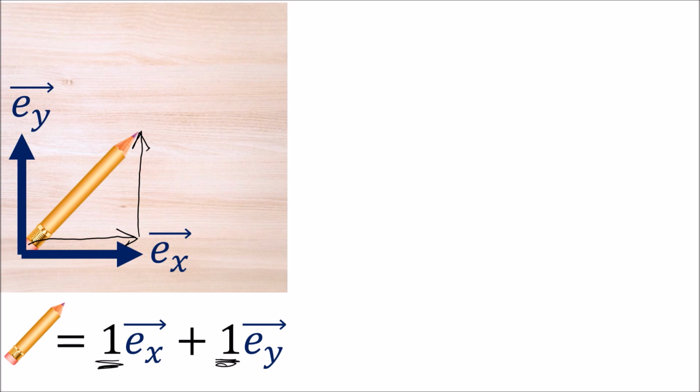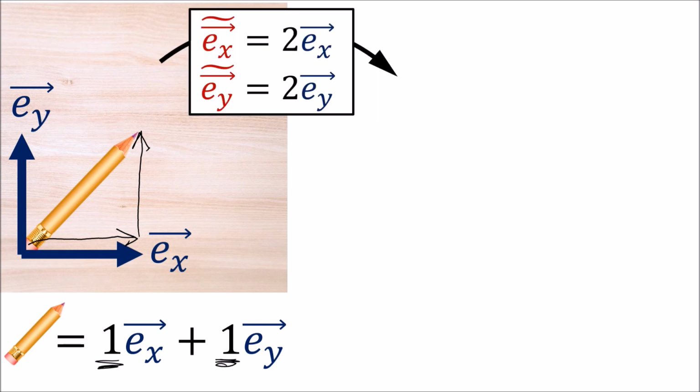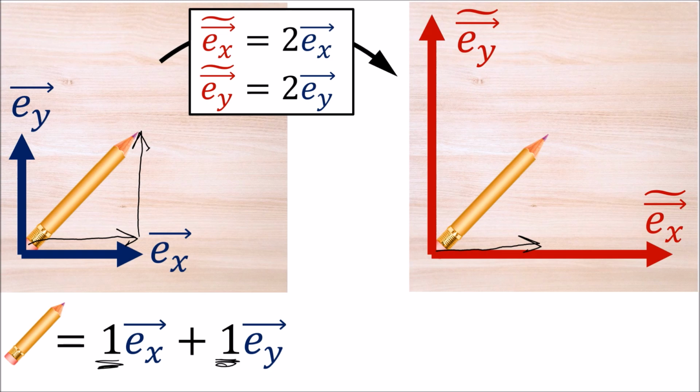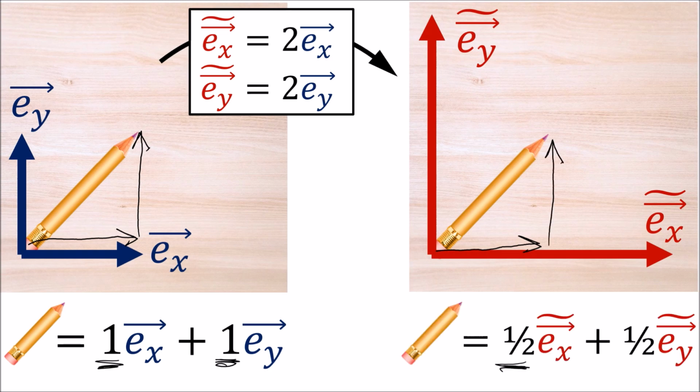But now let's take a look at a new basis, EX tilde, which is twice the length of EX, and EY tilde, which is twice the length of EY. This means that to construct the pencil, we only need 1/2 of EX tilde and 1/2 of EY tilde. The components are now 1/2 and 1/2. The important idea here is that when we made the basis vectors twice as big by multiplying by 2, the pencil vector components shrunk in half by multiplying by 1/2.